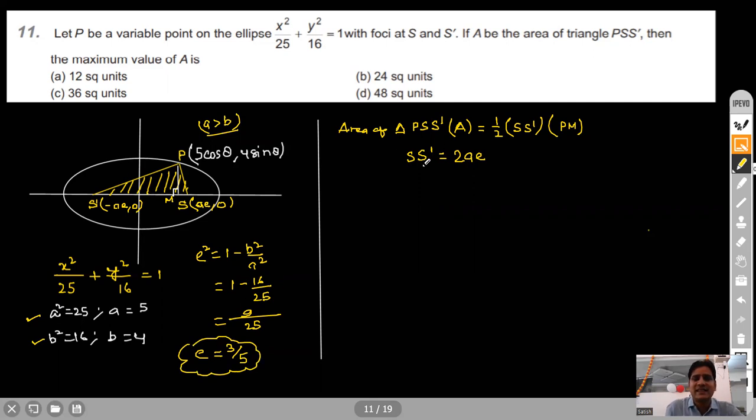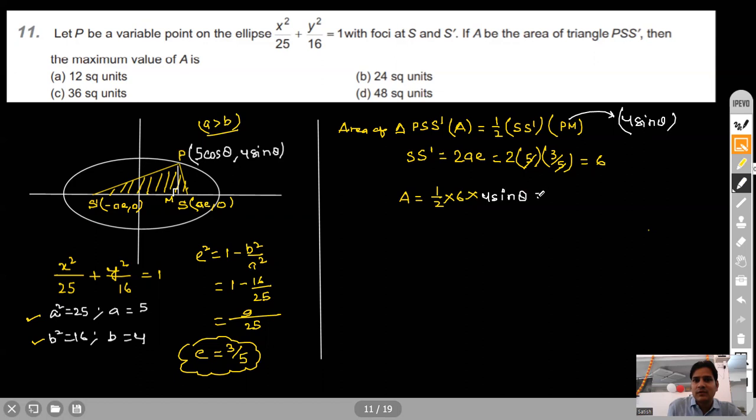So the distance between the focuses will be 2ae. a is 5 and e is 3 by 5, so 5 and 5 get cancelled out, and this will be 6. So our area A will be half into 6 into PM, this height. PM is equal to the Y coordinate of point P, which is 4 sin theta. So this will be 2 threes are 6, and 3 into 4 will be 12 sin theta. So this is the area of the triangle: 12 times sin theta.